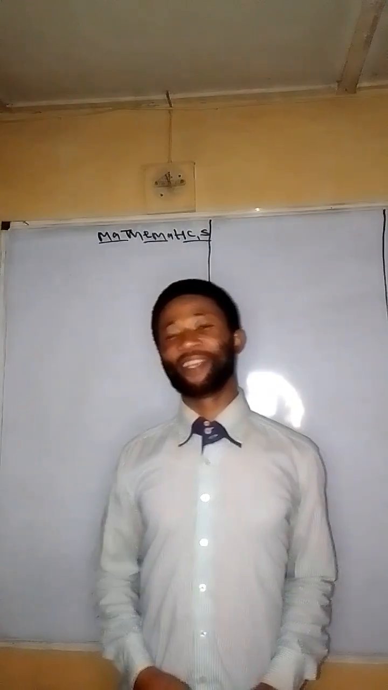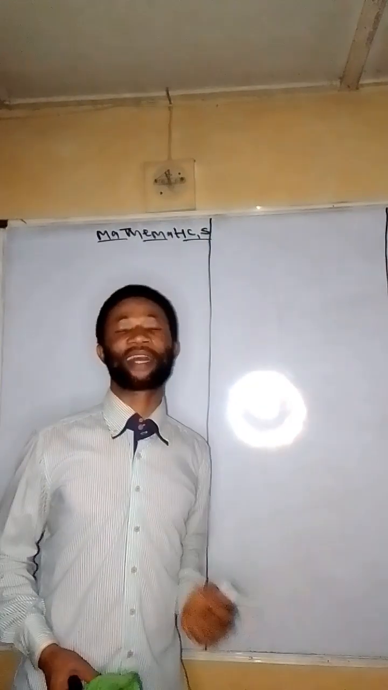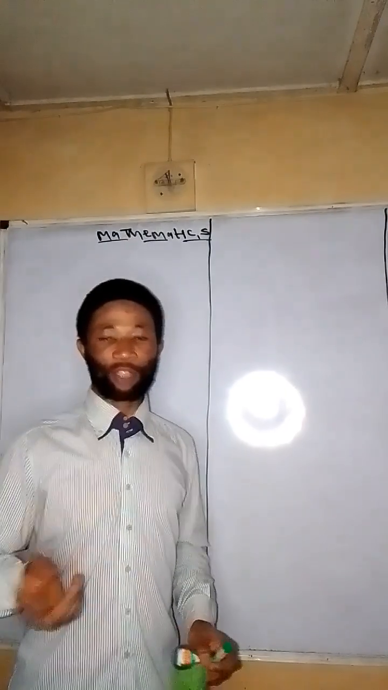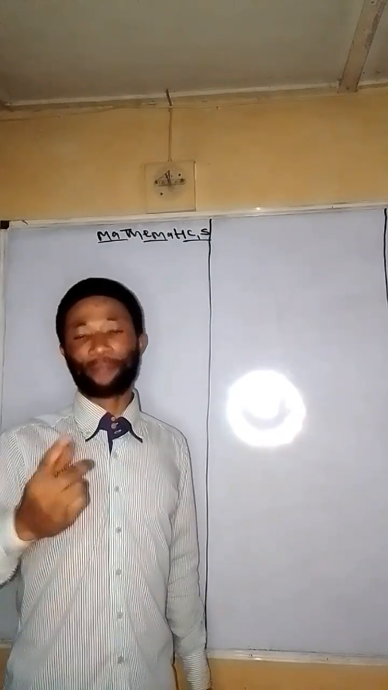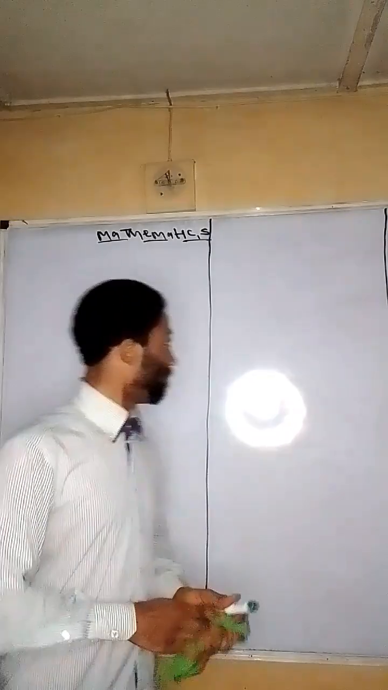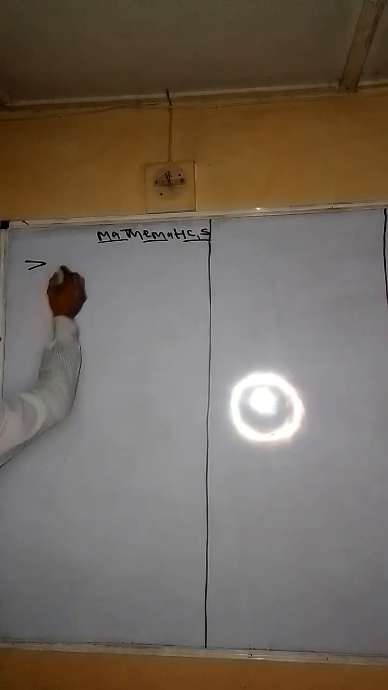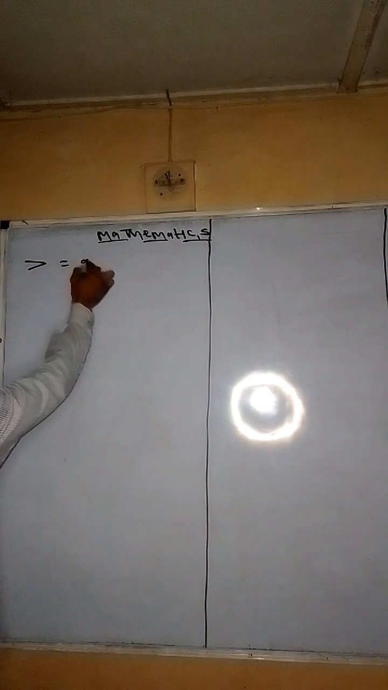So, in this evening class, we are going to be looking at some mathematical and statistical signs and symbols, and what they stand for. Now, we are going to take the first one. If you see a sign like this, it simply means greater than. This means greater than.